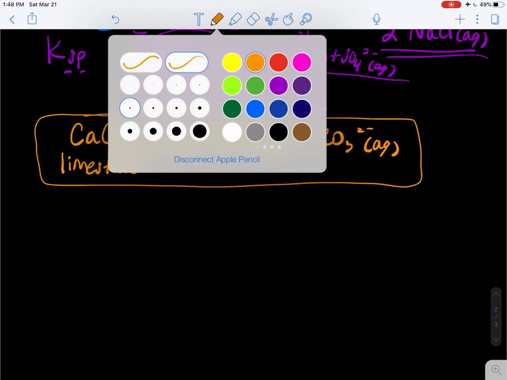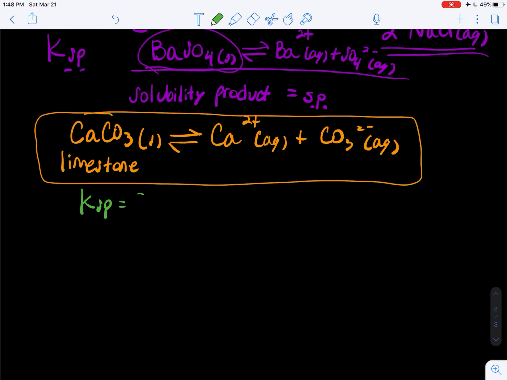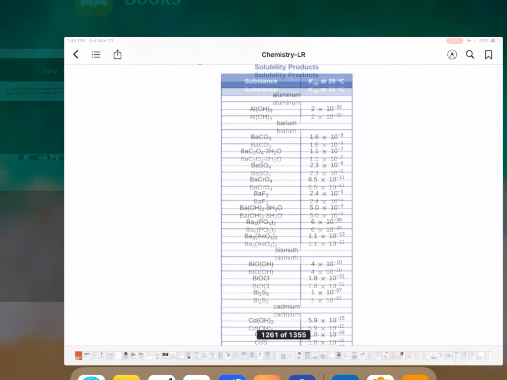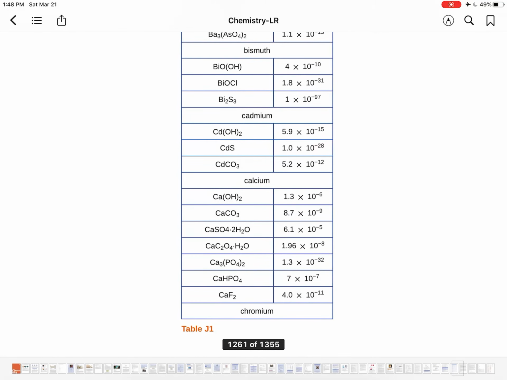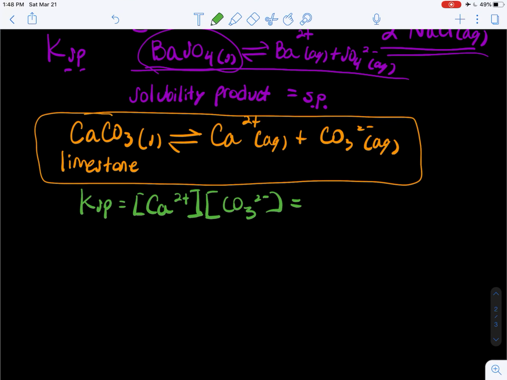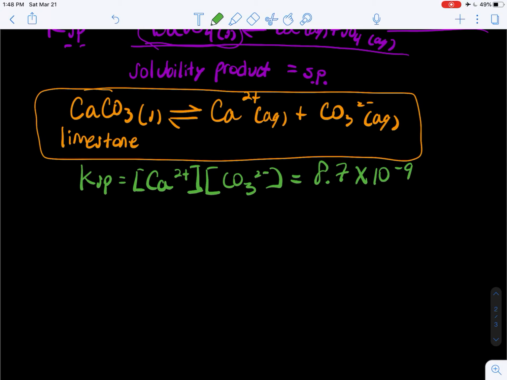And then what we can write is the equilibrium expression for this. The KSP is going to be equal to calcium ion concentration times carbonate ion concentration. And this is going to be equal to, if we look at Appendix J, calcium carbonate. Okay, there it is, 8.7 times 10 to the minus 9. Okay. Let's do the other one.